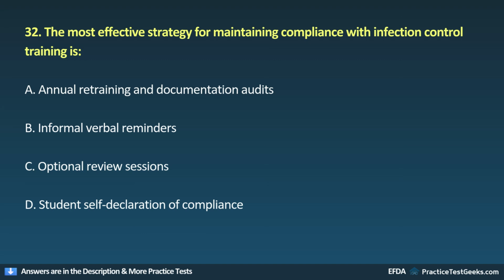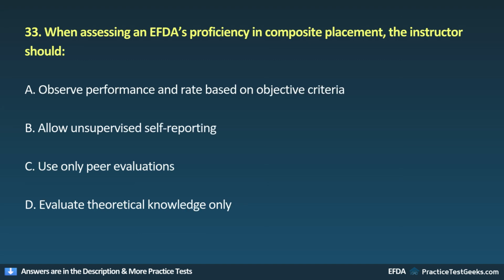32. What is the most effective strategy for maintaining compliance with infection control training? A. Annual retraining and documentation audits. B. Informal verbal reminders. C. Optional review sessions. D. Student self-declaration of compliance.